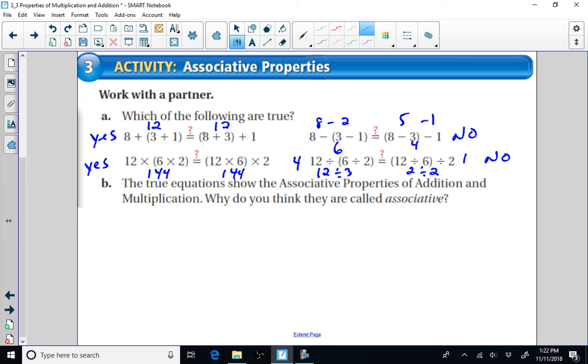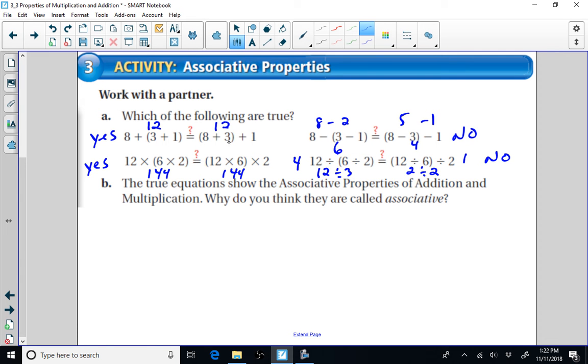The associative property works with addition, and the associative property works with multiplication. The true equations show the associative property of addition and multiplication. Why do you think they're called the associative property? Well, because the associations change.